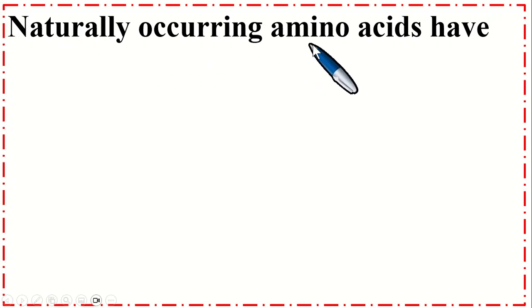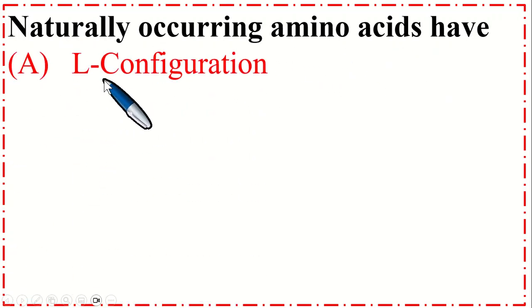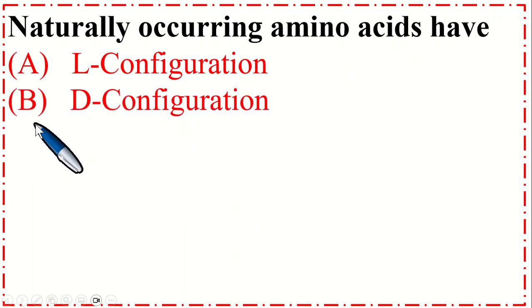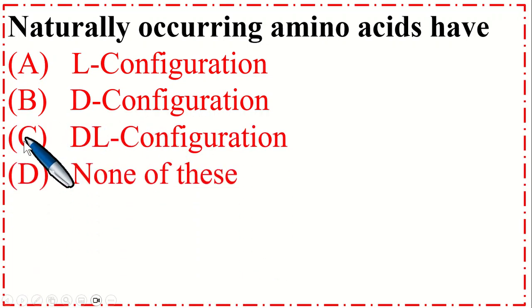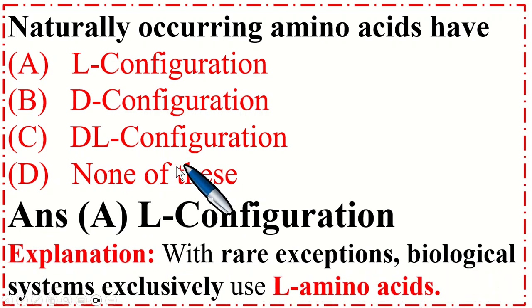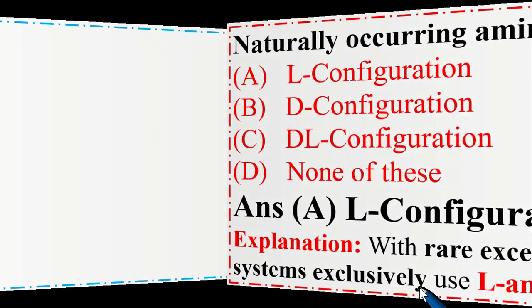Naturally occurring amino acids have option A L configuration, B D configuration, C DL configuration, and option D none of these. So the correct option is A L configuration. With rare exceptions, biological systems exclusively use L amino acids.